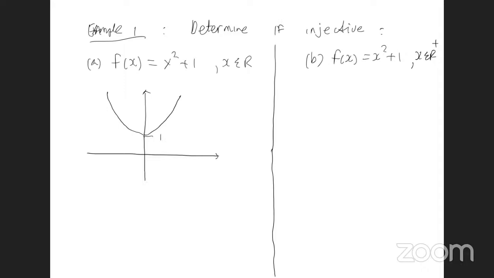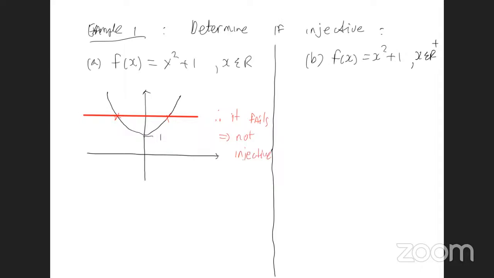How do we determine if it's injective? We do the horizontal line test. If it cuts the function more than once, then what? It will not be injective. It fails the horizontal line test. Therefore, not injective.